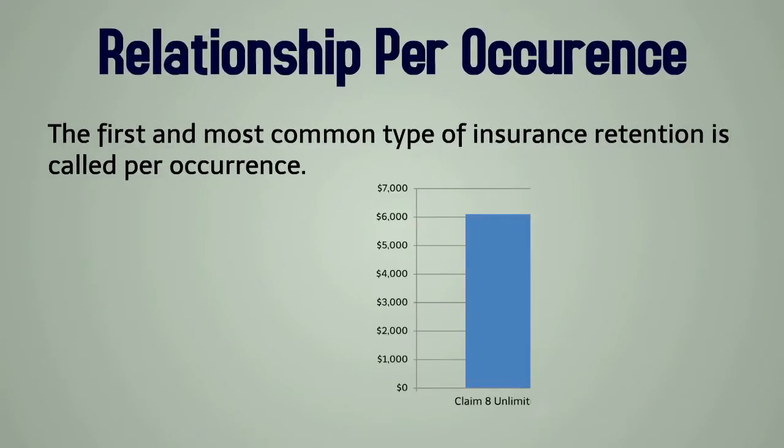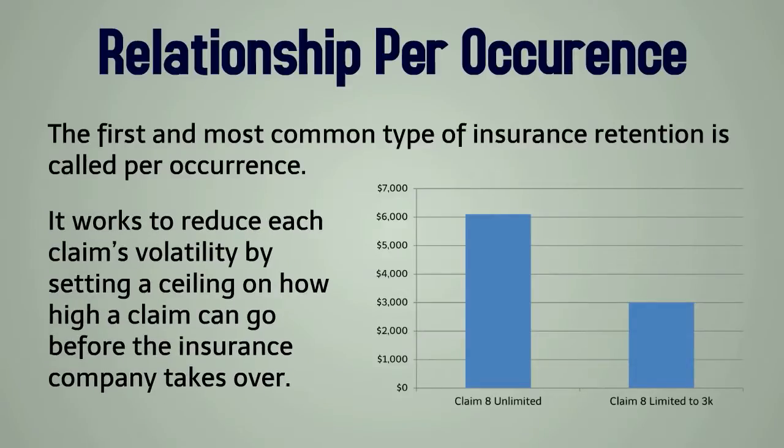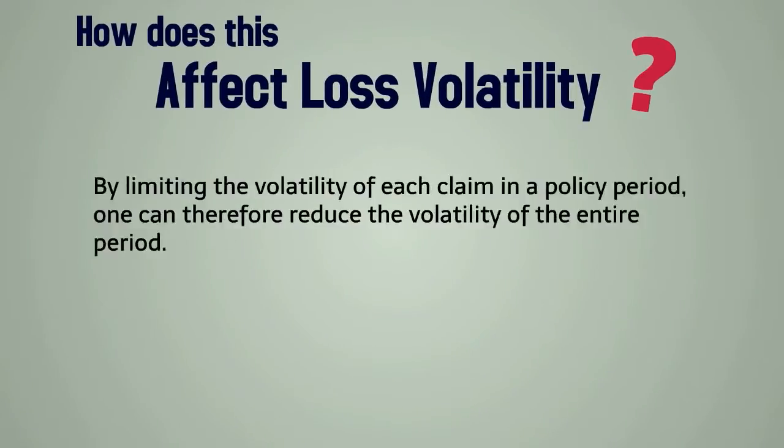The first and most common type of insurance retention is called per occurrence. It works to reduce each claim's volatility by setting a ceiling on how high a claim can go before the insurance company takes over. Now, in our example here, we have a claim that is unlimited and would cost us $6,000 if we did not have any coverage at all. If we choose a $3,000 retention, then the claim is going to be limited to $3,000. This reduces the volatility of the claim. Let's look at how this affects loss volatility.